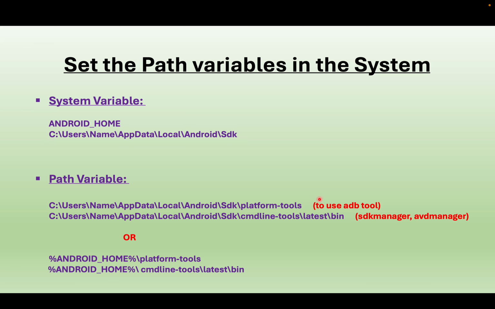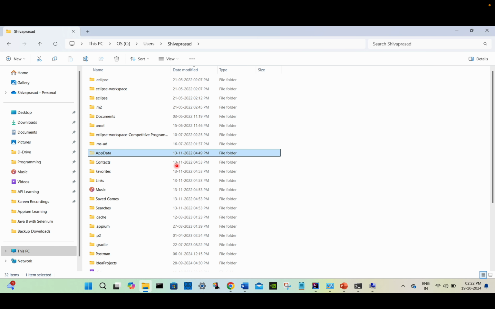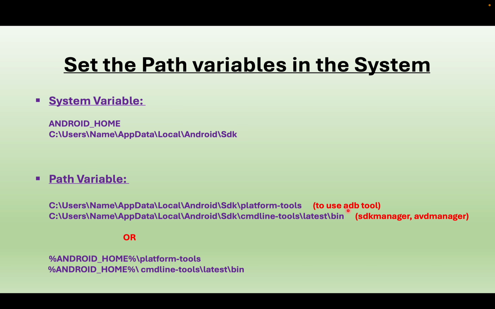Along with that, we need to add two values to the path variable: one till platform-tools and one till the bin folder. Why do we need to set the path? Here also, we can directly copy the path and paste it, or we can take the help of the ANDROID_HOME variable, which will give the path till the SDK folder, and we just have to add the path till platform-tools, and similarly for cmdline-tools latest bin. You can choose any one approach, both work fine. Let me show you where Android Studio is installed in my system.